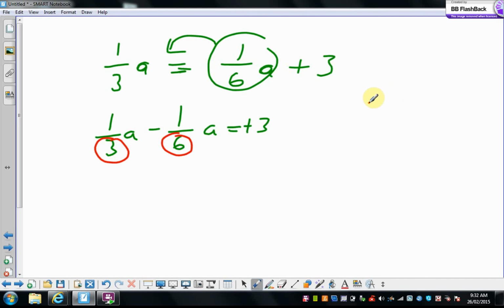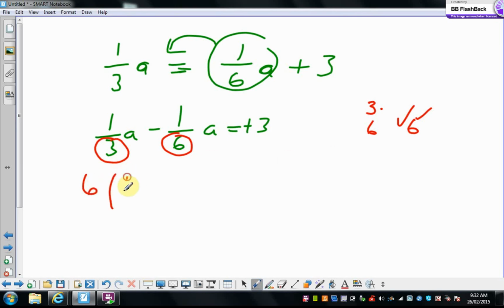To do that, you can take your 3 and say to yourself, what are the multiples of 3, and then figure out are they multiples of 6. And I think this is an easy one. 3 times 2 is 6, and 6 times 1 is 6, so we're good. So we know that the lowest common multiple of 3 and 6 is 6. So then you're going to multiply everything by 6.